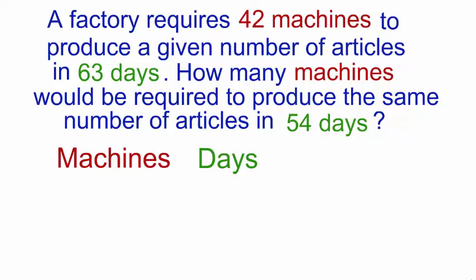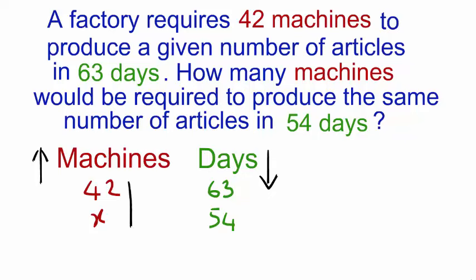Now, let us consider a factory that requires 42 machines to produce a given number of articles in 63 days. How many machines would be required to produce the same number of articles in 54 days? So, let us note our information. 42 machines produce in 63 days. X machines produce in 54 days. Observe, if the number of machines increases, then the number of days will decrease.